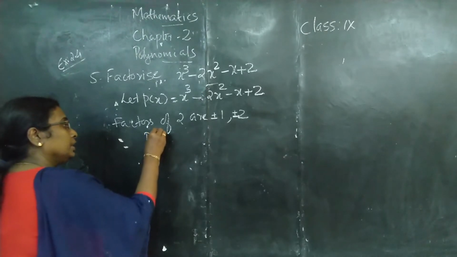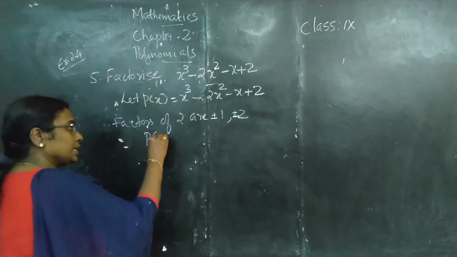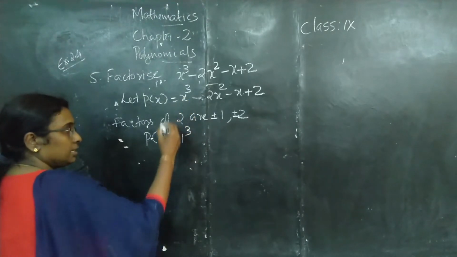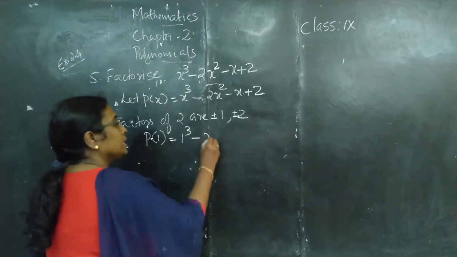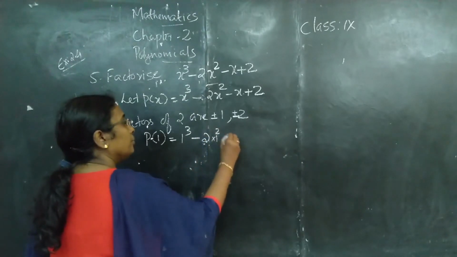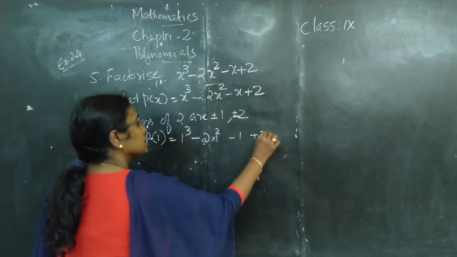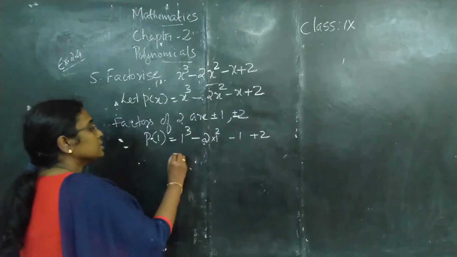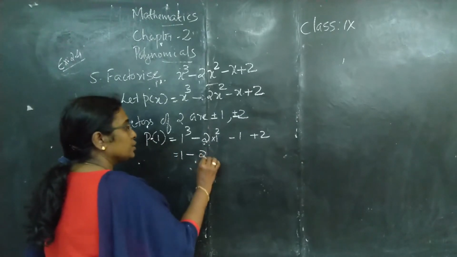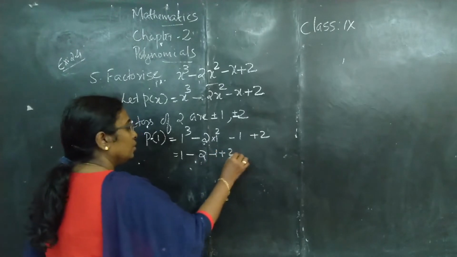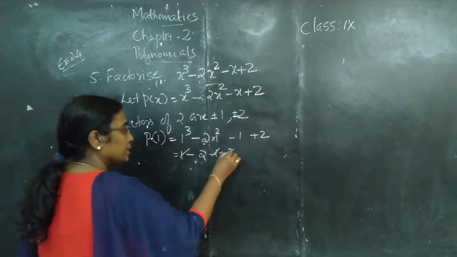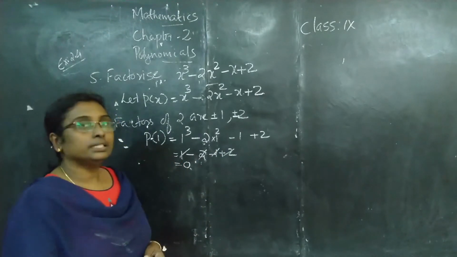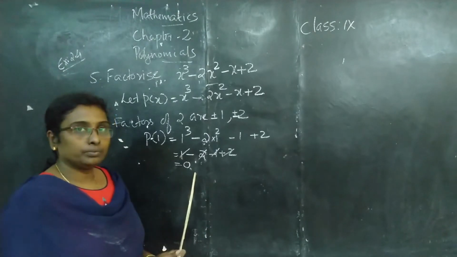If we substitute 1 in place of x, we get p of 1. P of 1 equals 1 cube minus 2 into 1 square minus 1 plus 2. Okay. 1 cube is 1, minus 2 into 1 square, 2, minus 1 plus 2. 1 and minus 1 get cancelled, plus 2 and minus 2 get cancelled. The answer is 0. So p of 1 equals 0.